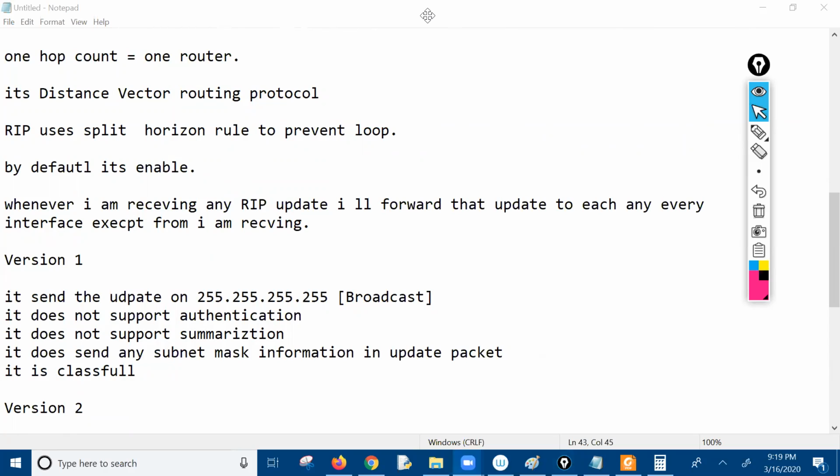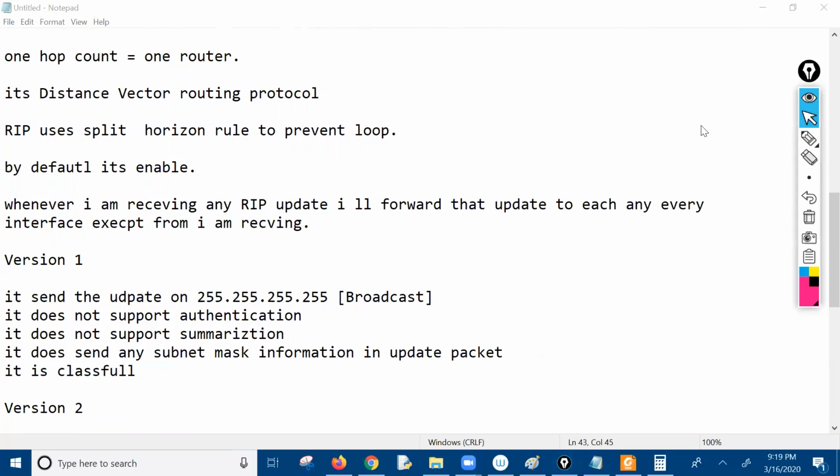Clear? Does anyone have questions? Yeah, actually I have one question on EIGRP. In some books I have seen it as an advanced distance vector, and in some I have seen it as a hybrid protocol. So what is the difference?